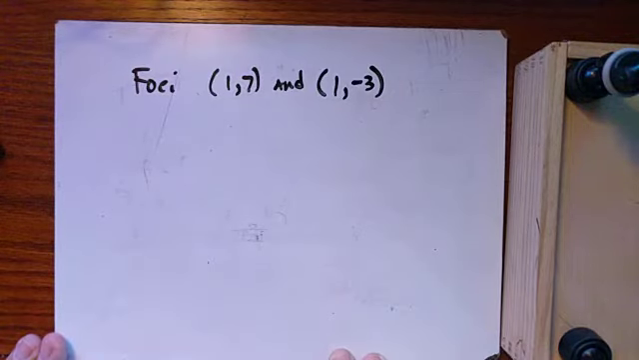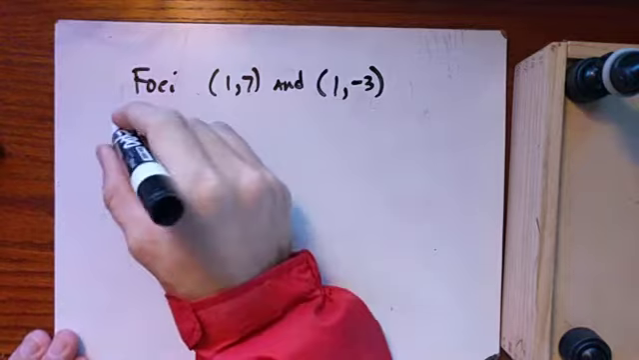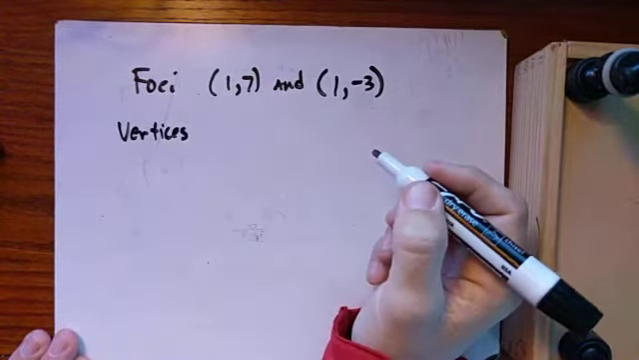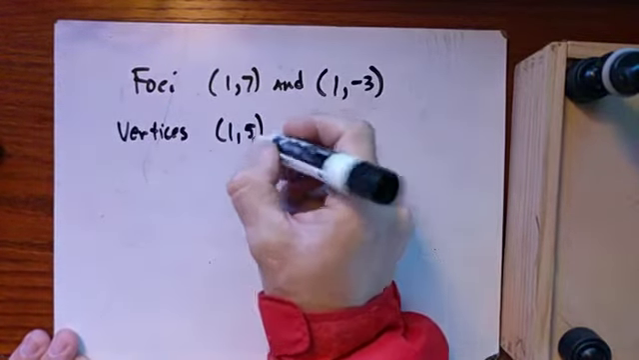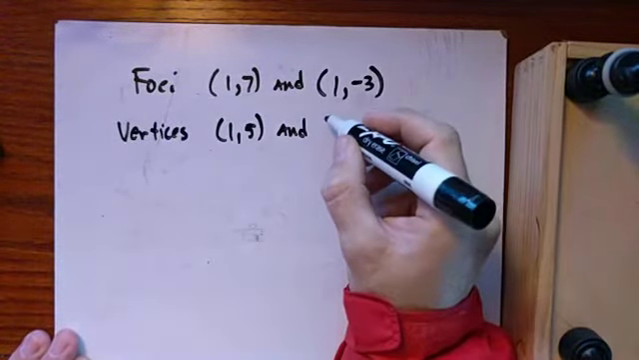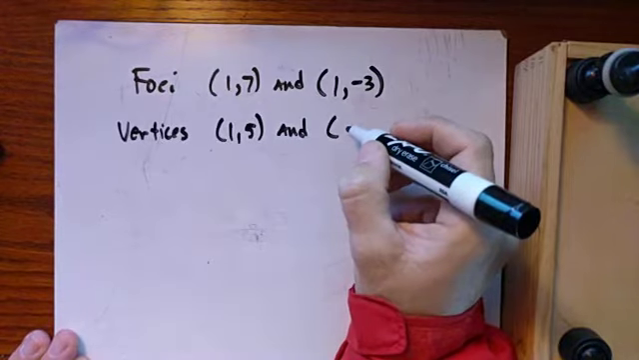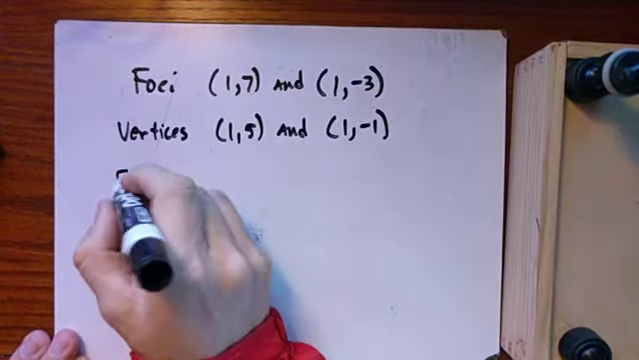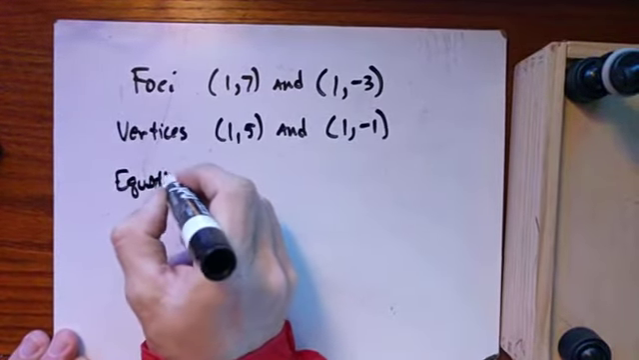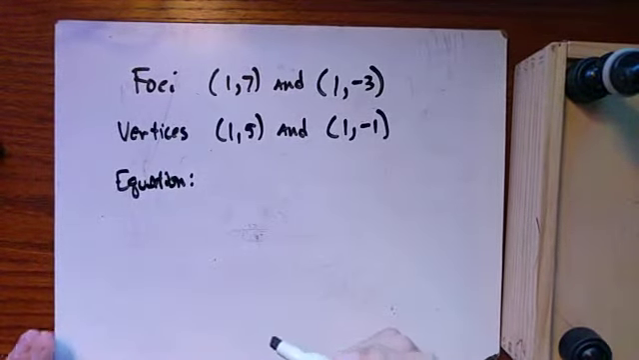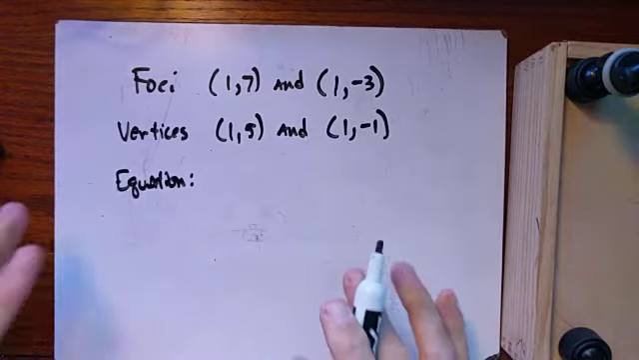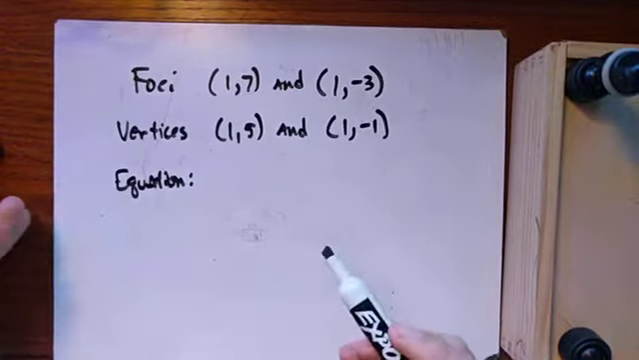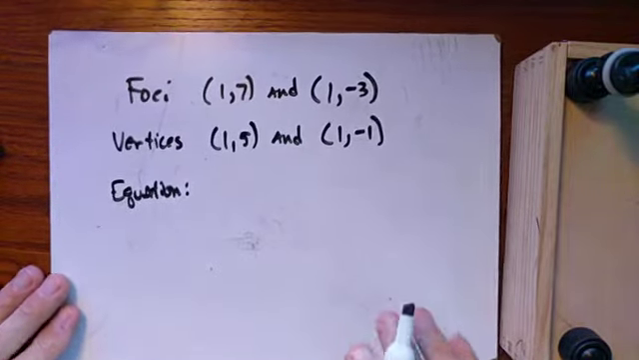And the vertices are 1, 5, and 1, -1. And we want the equation of the hyperbola. Okay, so what we might want to do to start with is put all this stuff on some graph paper, right? So let's do that to start with.